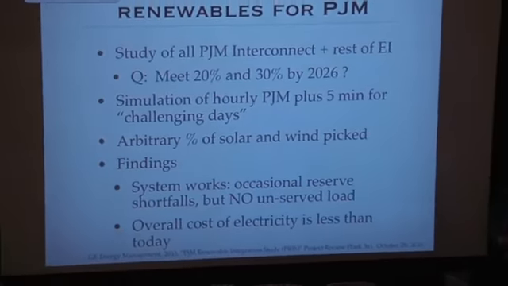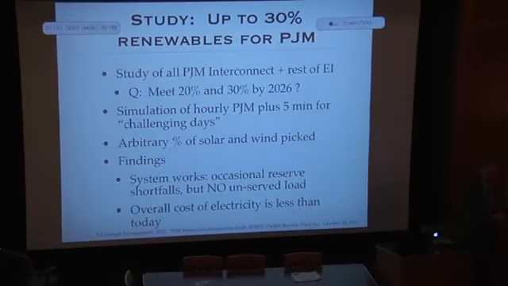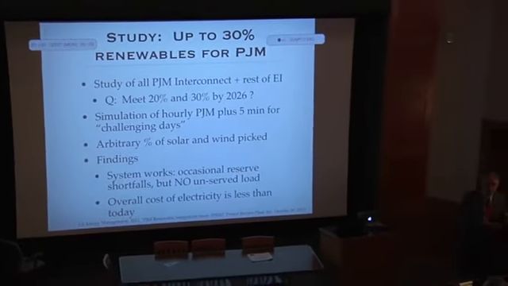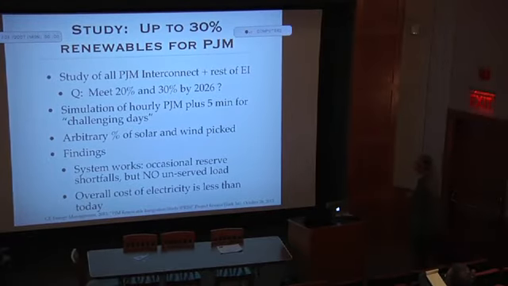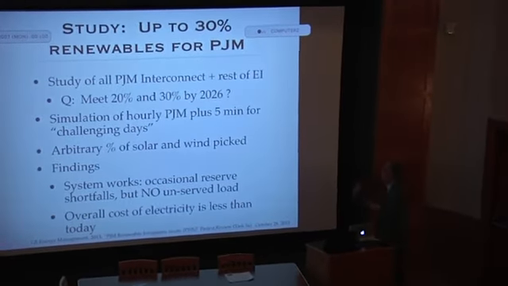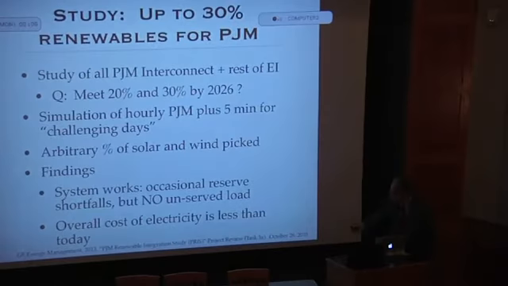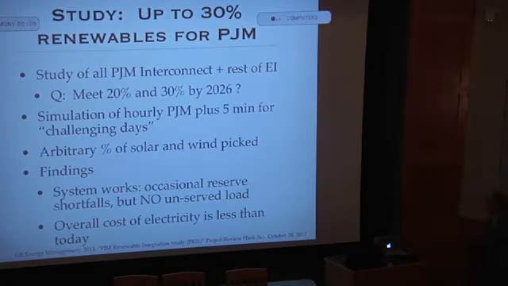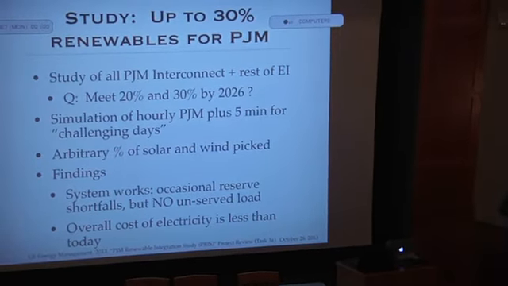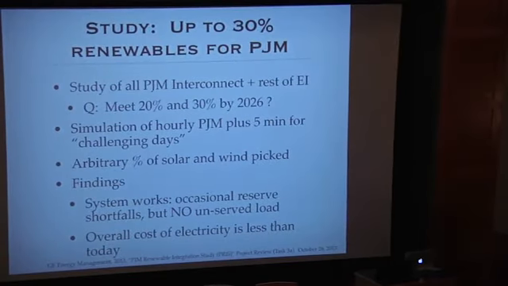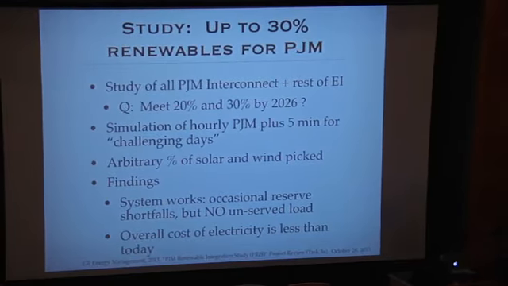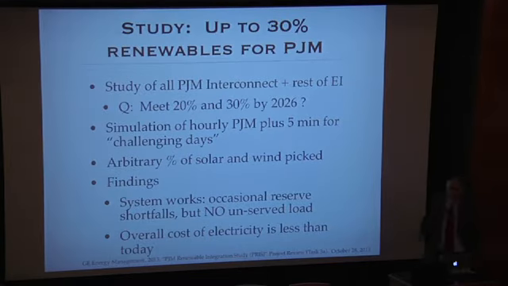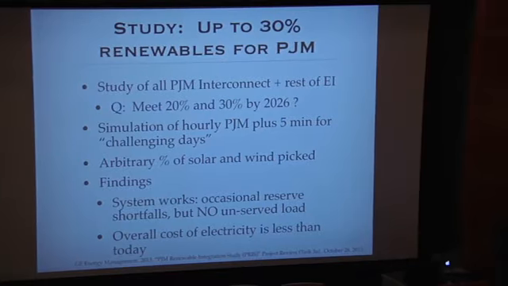So there is a PJM study. It only went up to 30%, but at least we know from modeling what PJM thinks they can do. And they looked at PJM within the entire Eastern Interconnect. That's that cryptic EI abbreviation. Eastern Interconnect is sort of Eastern Canada all the way down to Florida. And the question for this study was, can you do 20% and can you do 30% wind by 2026?